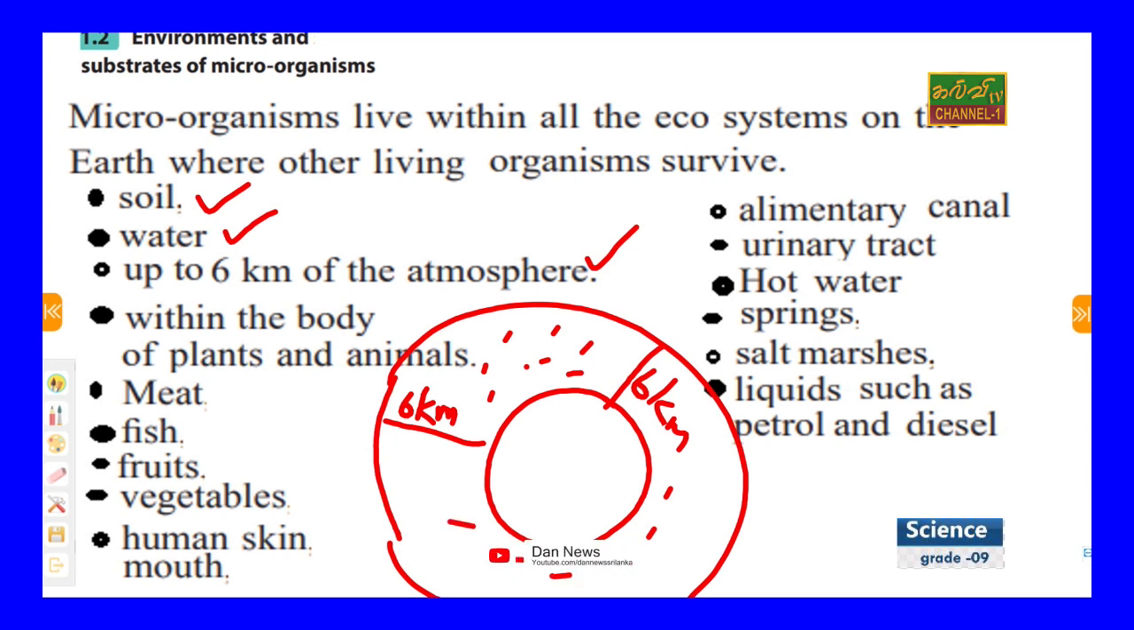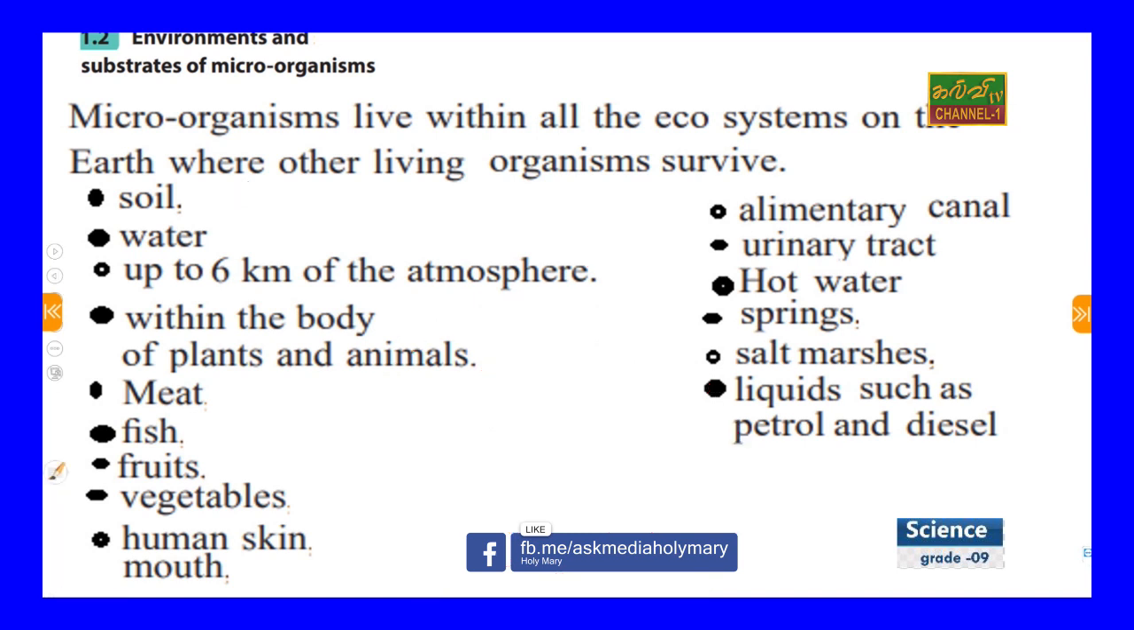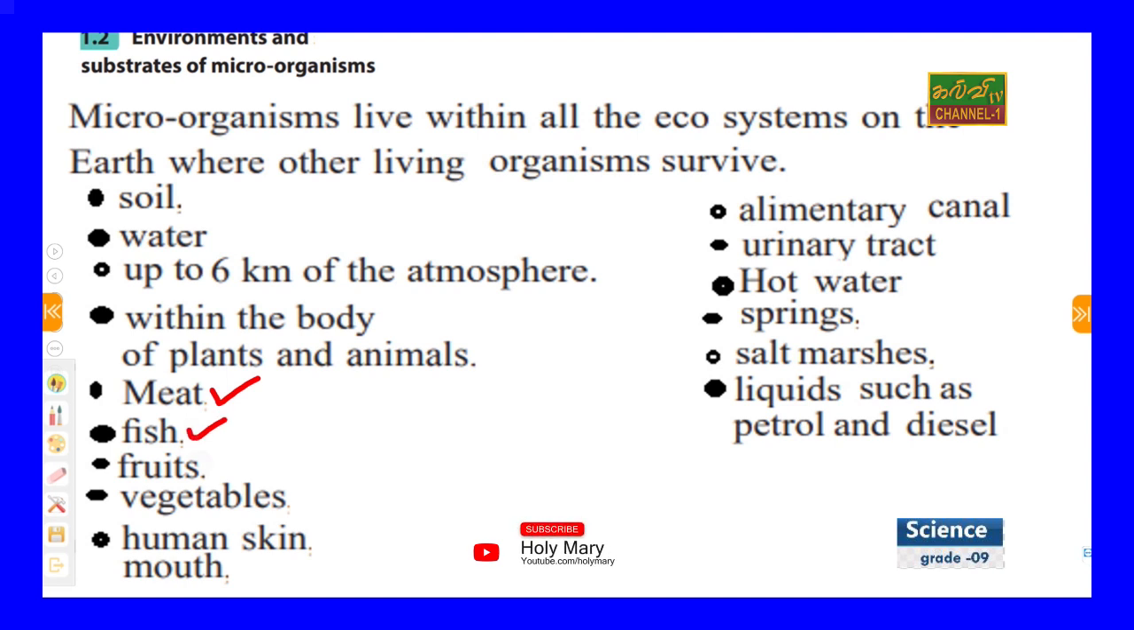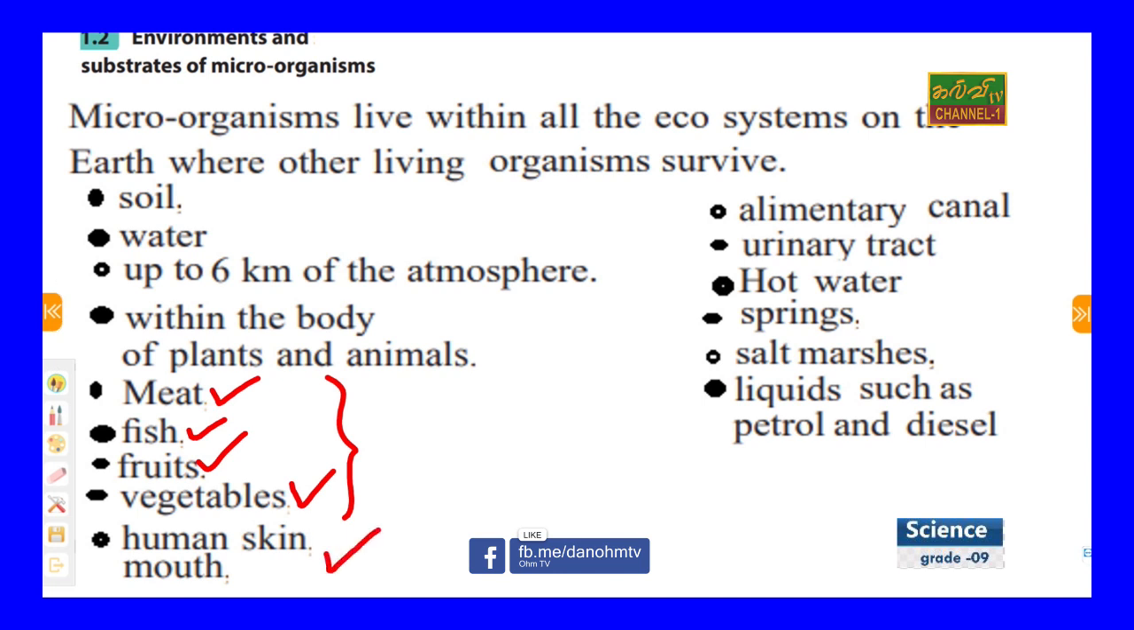With the body of plants and animals, as we already studied, it may cause diseases. Sometimes they help us, sometimes they cause diseases. Another one is meat. Meat and fish, fruit, vegetables, those are food items, right? Food items contaminated with microorganisms, and human skin and mouth. Human skin and mouth also have microorganisms.